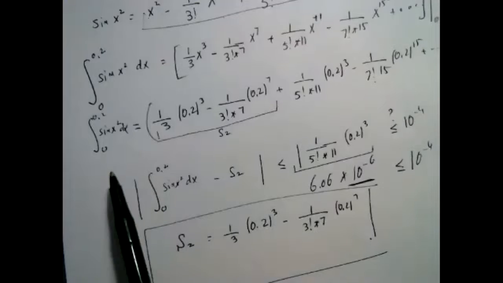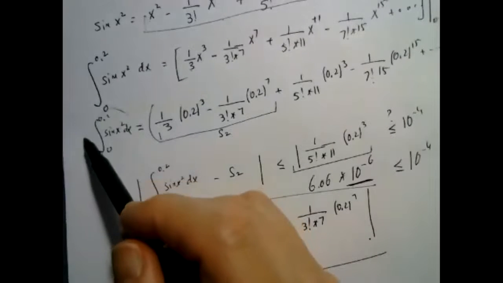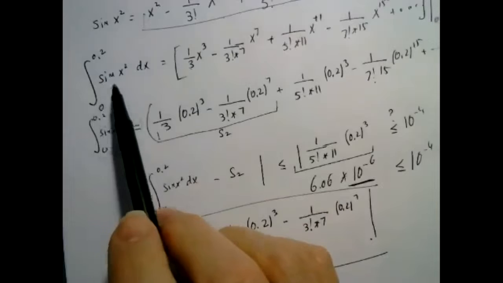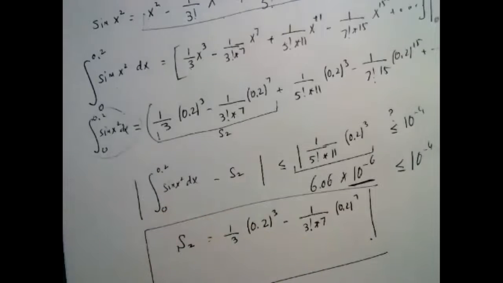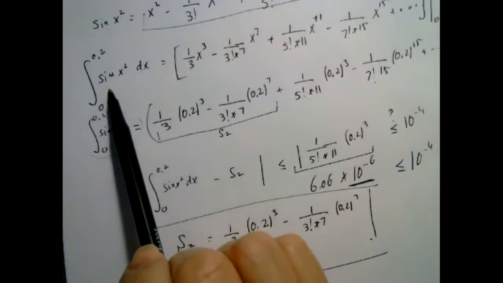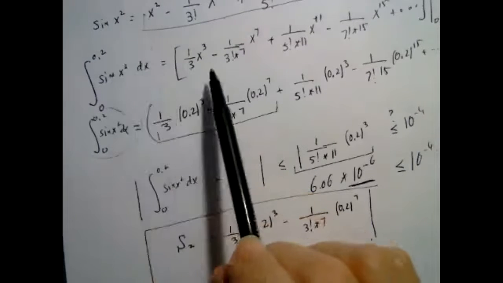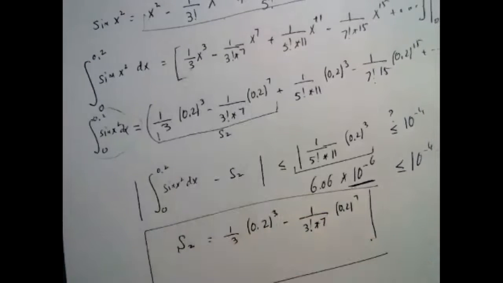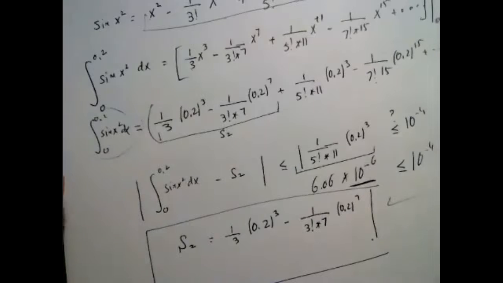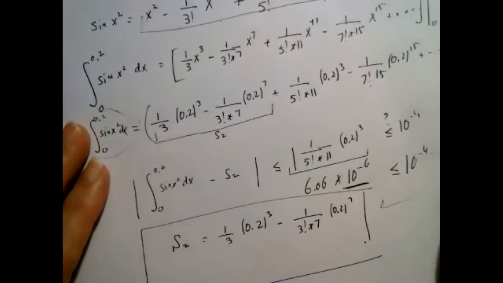So I'm really estimating this integral, one of those integrals I said yesterday we cannot find as a simple function. The only way we can find the antiderivative of sine x squared is as a series. There is no other way to find the antiderivative. And this would be my estimate. All right.